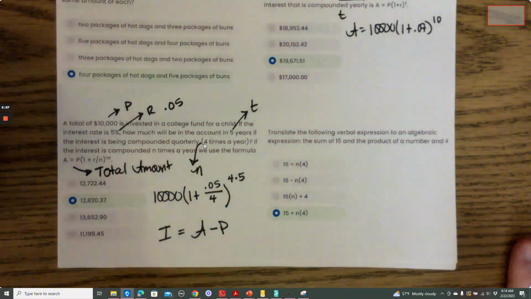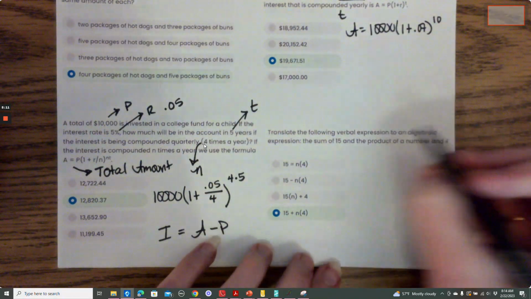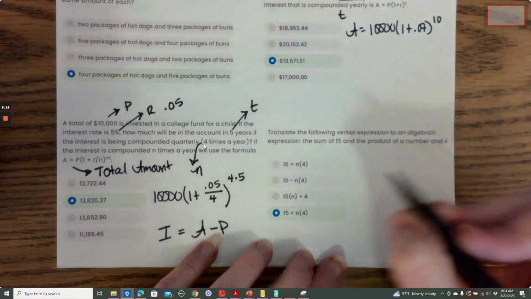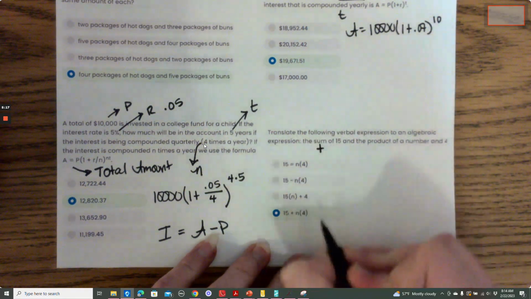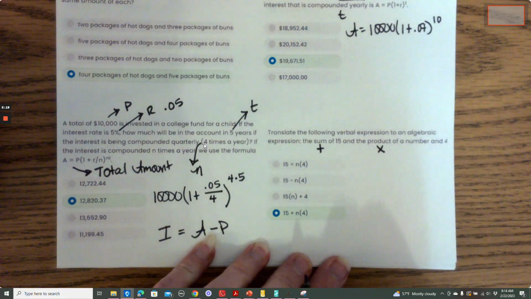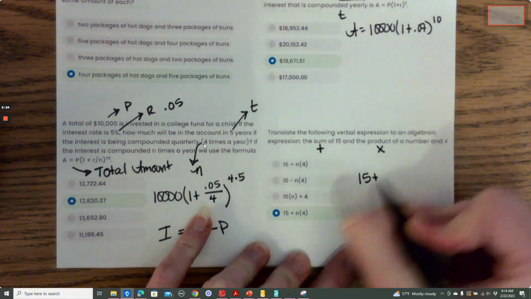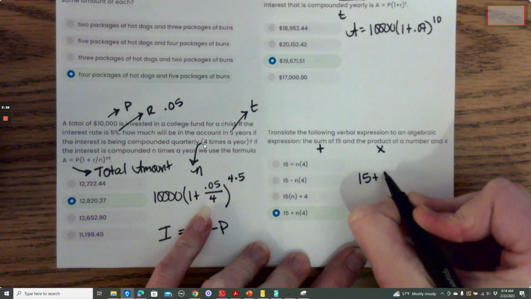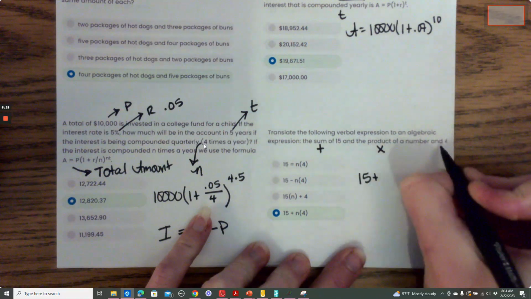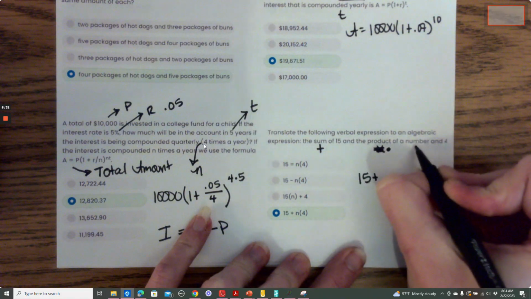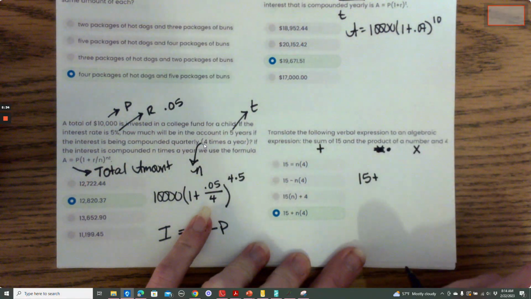All right, translate the following verbal expression to an algebraic expression. So the sum of 15 and the product of a number and 4. The sum means we're adding, product means we're multiplying. So we're going to add 15 to the product of a number and 4. So a number we represent, I should use the dot. The unknown number is always the x.